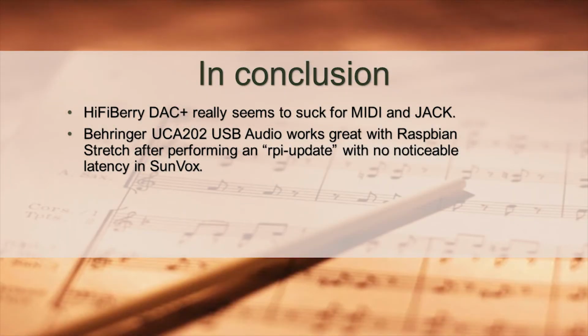Well, okay then. The answer is quite clear. The HiFiBerry DAC Plus pretty much sucks for musicians using MIDI. The Behringer UCA202 works great now thanks to Raspbian Stretch and running the rpi-update command. I used 256 frames in Jack and now made this Pi a very playable instrument.